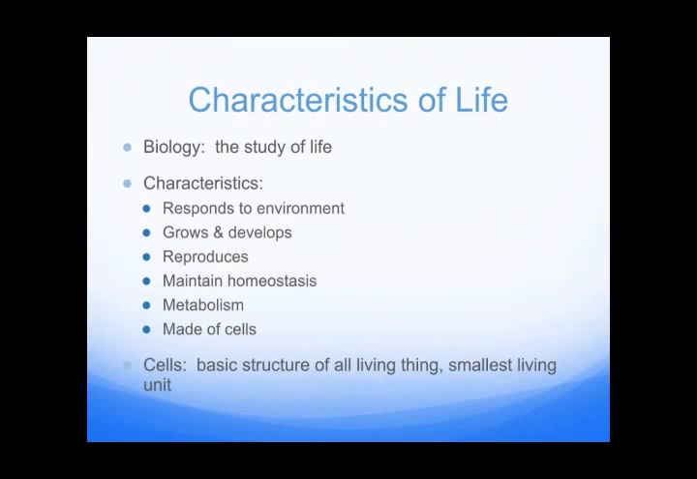If something is missing one of these 6 things, then it would not be considered a living organism or a living thing. So again, all of those 6 things must be present in order for something to be called a living organism. All living organisms are made of cells. It's the basic structure of all living things and the smallest unit of life.